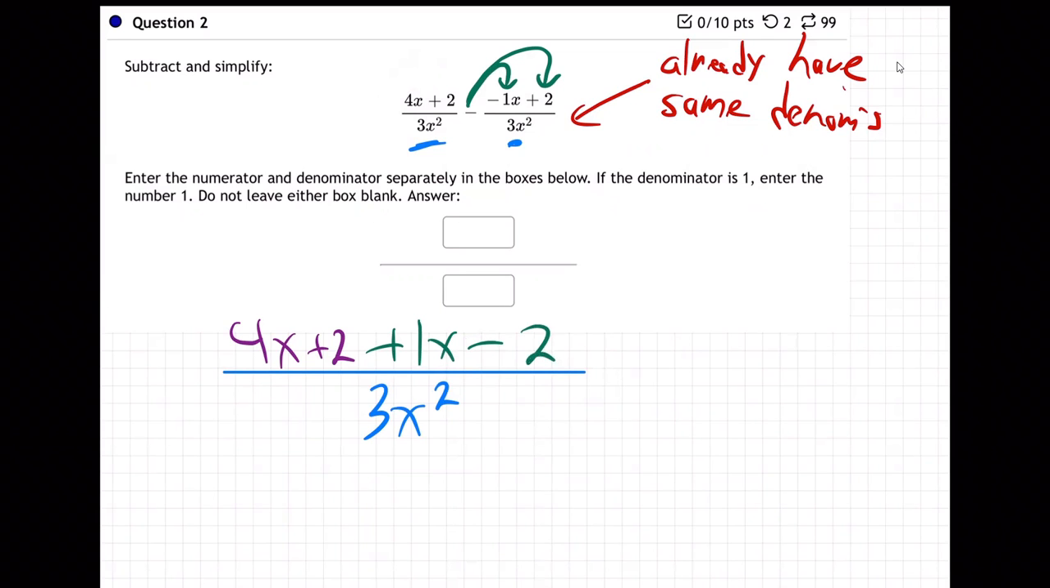A lot of people remember to do the front. They'll go like, negative times negative is positive. They'll get that part, but then they'll forget that it also goes to the back. Remember, you're subtracting the whole fraction, not just the front part. So when you subtract a whole fraction, you've got to let that minus go to both of them, changing both the signs. That way you're subtracting the entire fraction that comes after it, not just the front part.